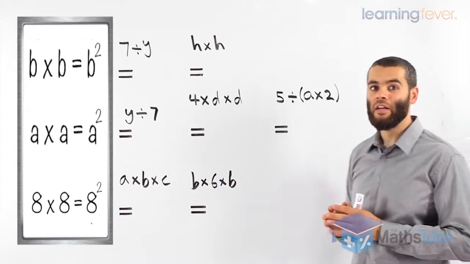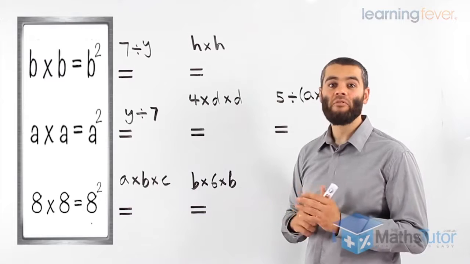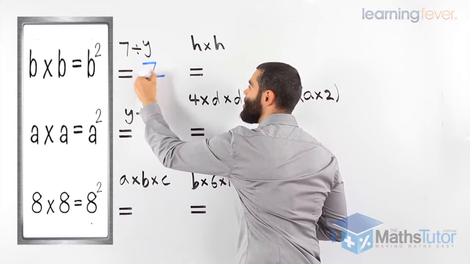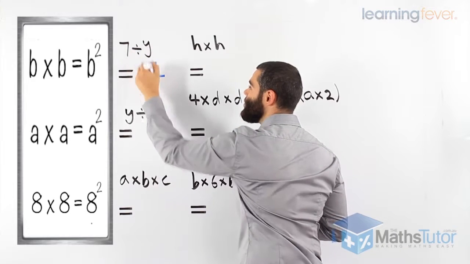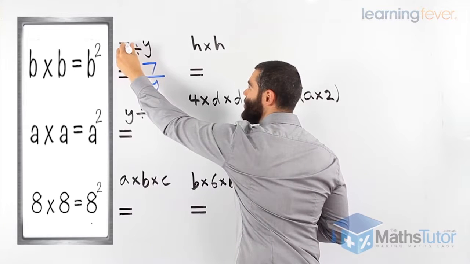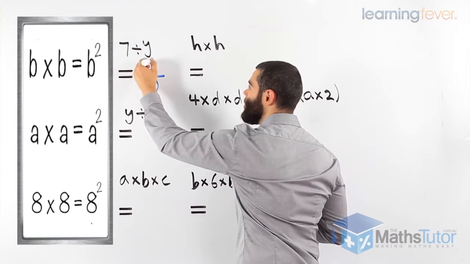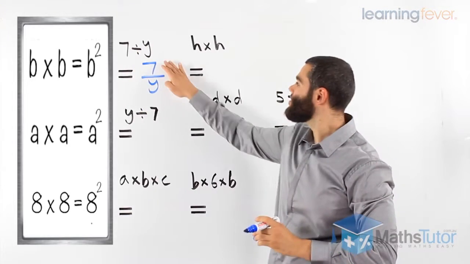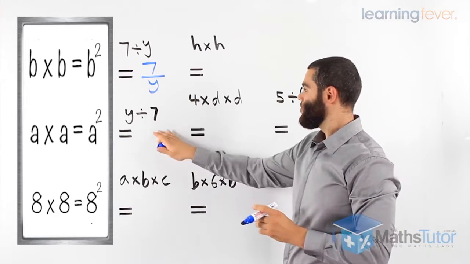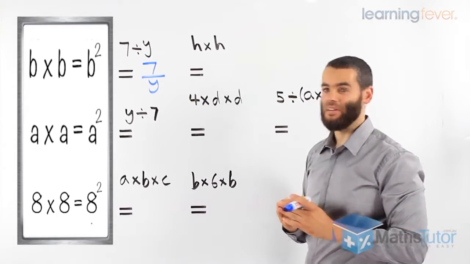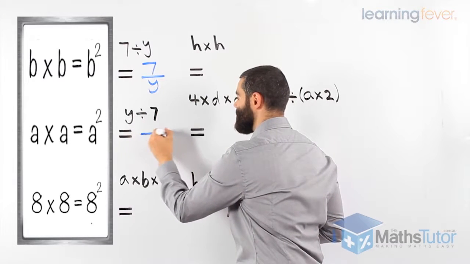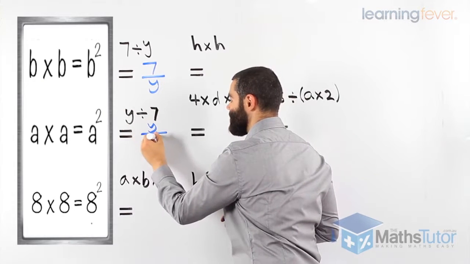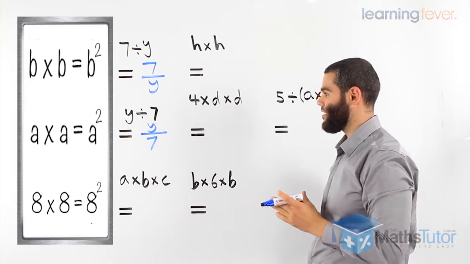7 divided by Y. We learned that the division means fraction. So 7 divided by Y means 7 over Y. The division becomes a fraction bar. The 7 is first, so it becomes the numerator, and the Y becomes the denominator. 7 over Y. This one here, Y divided by 7. So Y divided by 7, the division is a fraction bar. Y is our numerator, it's on top, and the 7 down the bottom as the denominator.